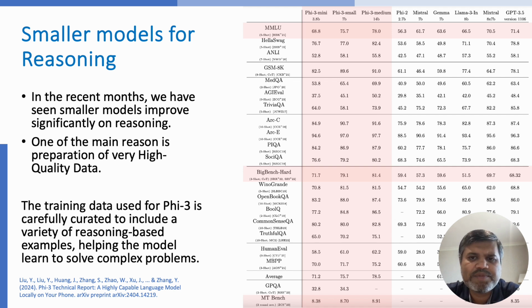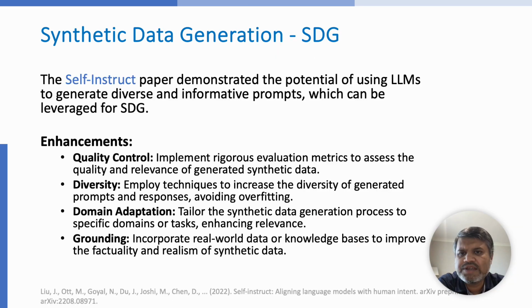You can see numbers for MMLU, Big Bench Hard, and MT-Bench, which are combinations of tasks. For example, MMLU consists of 50 different subtasks. Big Bench also consists of 23 or 27 smaller subtasks, depending on how you count. So smaller models are getting better at reasoning. How can we generate high quality data? Let me briefly talk about synthetic data generation, and then I'll show two frameworks or tools from IBM that you can use.